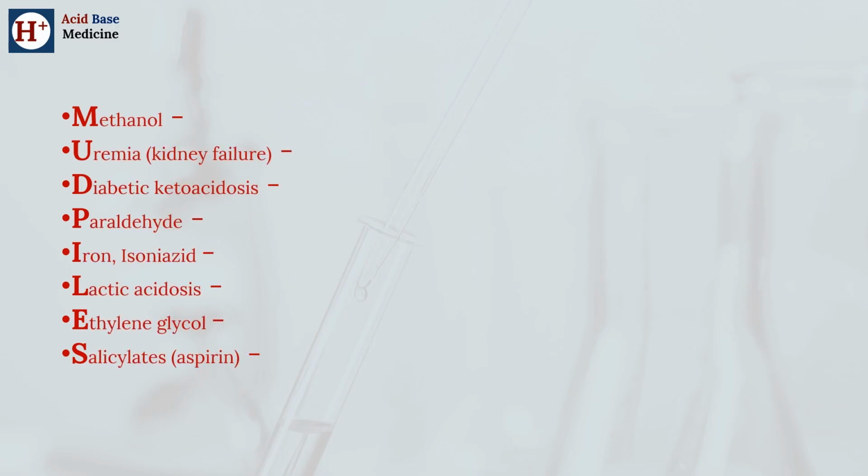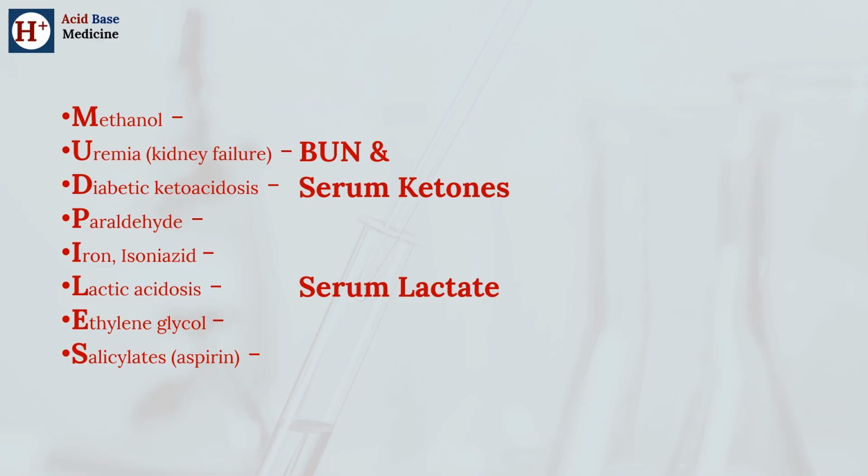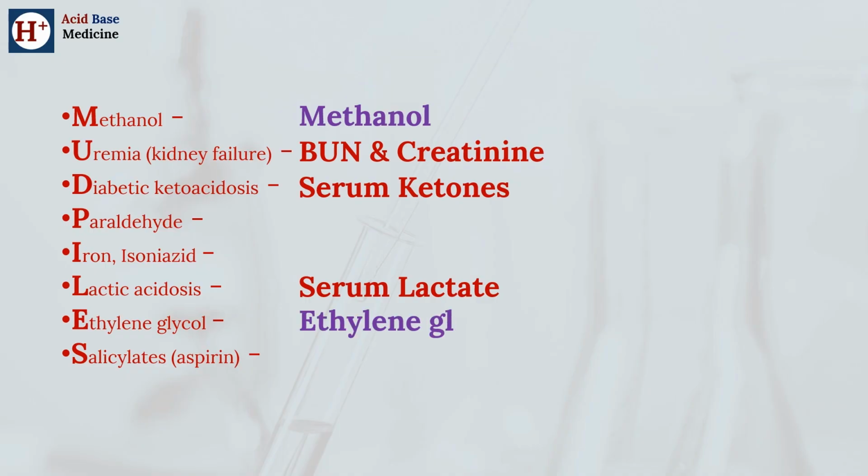Laboratory tests include serum lactate to evaluate for lactic acidosis, serum ketones to assess for ketoacidosis, particularly in diabetic or alcoholic patients, renal function tests, blood urea nitrogen and creatinine levels to assess for renal failure, and toxicology screening to screen for substances like methanol, ethylene glycol, and salicylates.